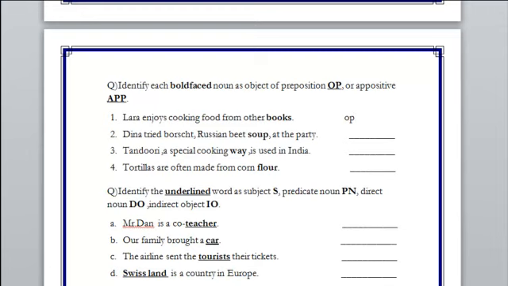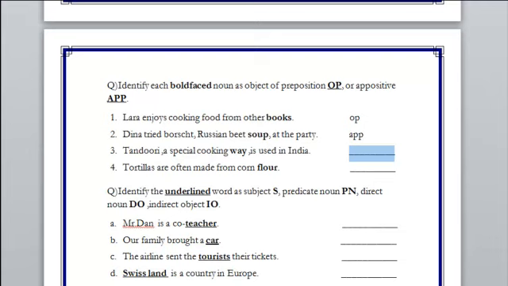Okay, and the second one: Dina tried porridge, Russian beet soup. Soup here is the word I need to inquire about. As a reminder, the appositive is something that clarifies or identifies the noun we have. So I'm telling what this word means, and it's Russian beet soup. So soup here will be taking APP. It's something to clarify the meaning or identify the noun we have in the sentence, and I made it very easy: you have the comma before the part and the comma at the end of the part.